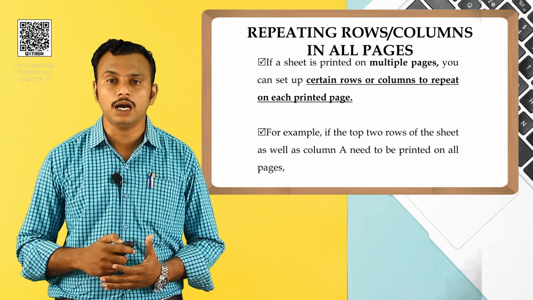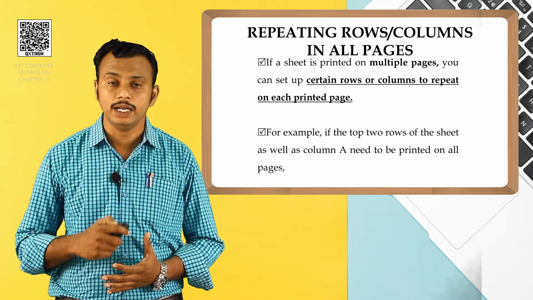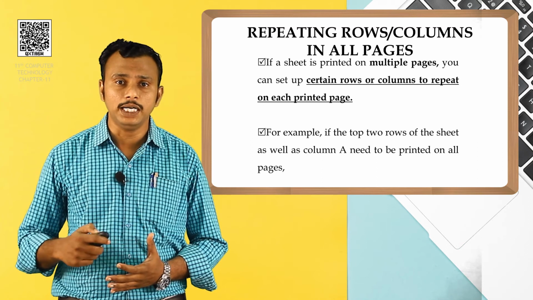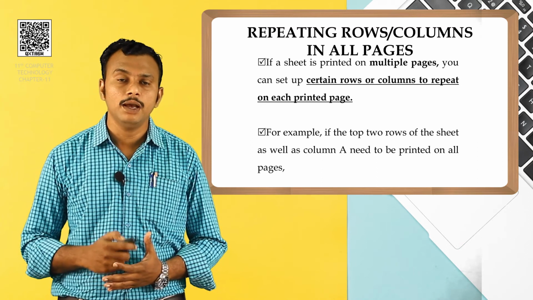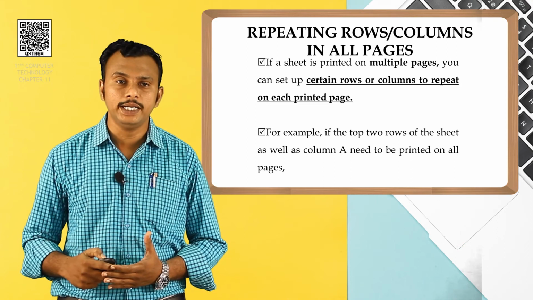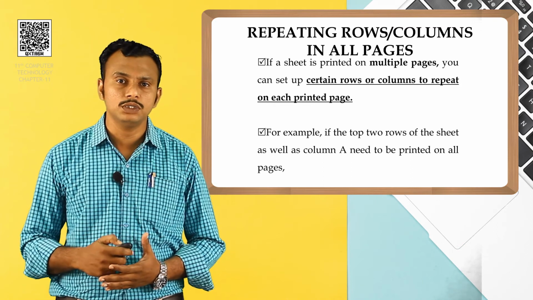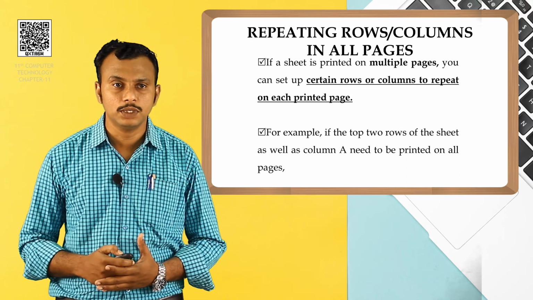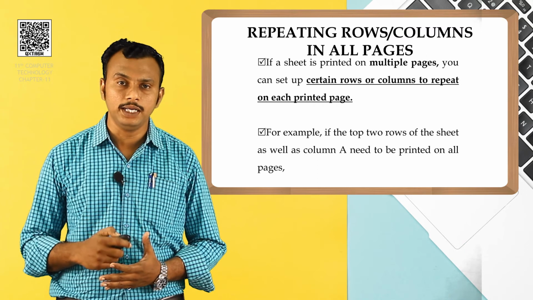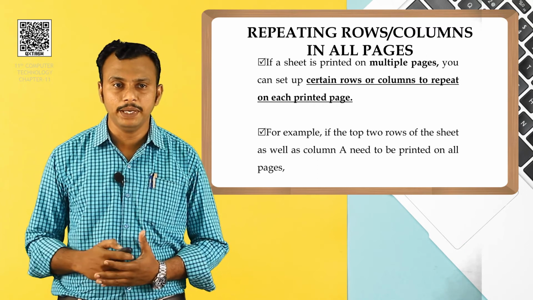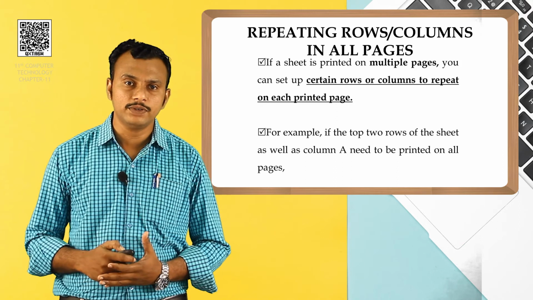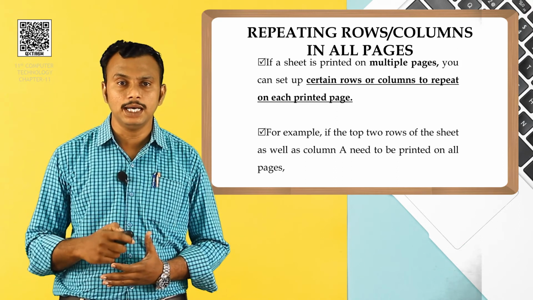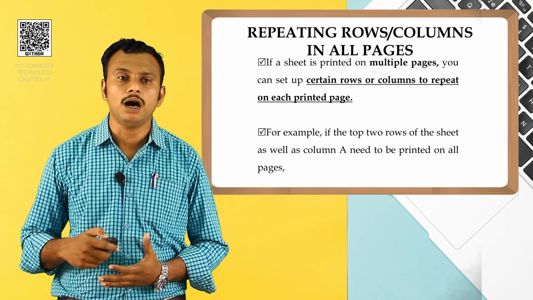Now we are going to discuss the next topic, repeating rows and columns in all pages. Sir, what is meant by repeating rows and columns in all pages? Sometimes, whenever you are printing a sheet on multiple pages, we may want multiple rows or columns to be repeated on each and every page. How to do this process? Can you understand, students? If you want to print a particular row or column on multiple pages, instead of typing it on all the pages, those particular rows and columns can be repeated on all the pages.